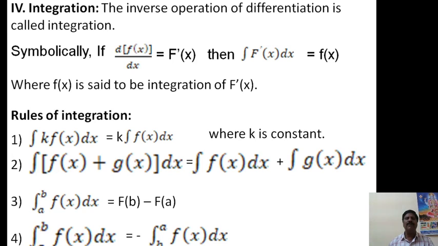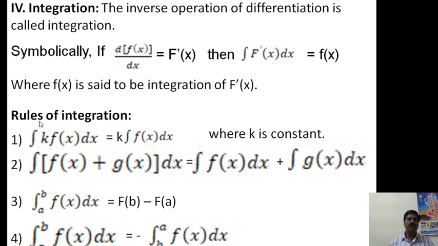An integration whose value is indefinite is called an indefinite integration. Therefore we say there are two types of integration, one is definite integration, another is indefinite integration. Now coming to the rules for finding the integration.